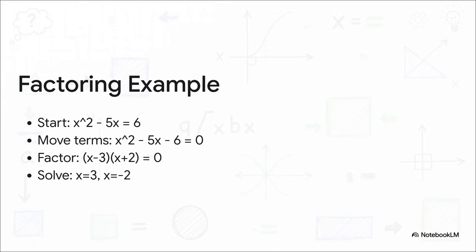Okay, let's dive into this with a concrete example. Say we start with the equation x² − 5x = 6. Following our steps, we first move that 6 over to set the whole equation to 0, giving us x² − 5x − 6 = 0. Now we need to factor it.